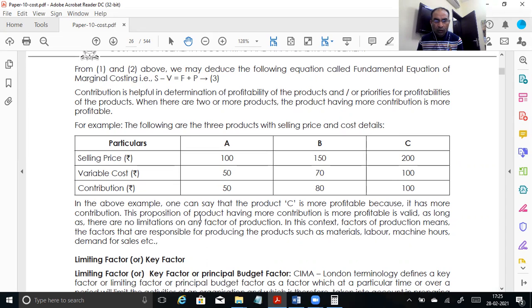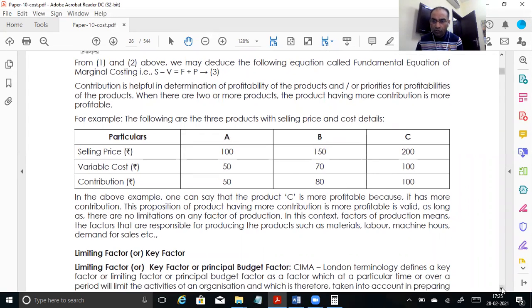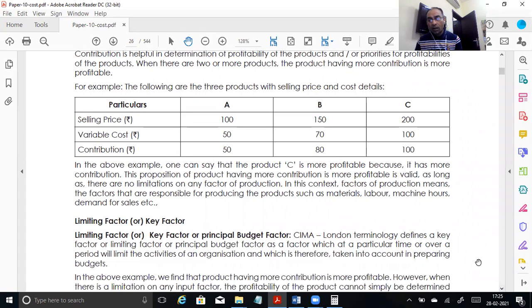This proposition that the product having more contribution is more profitable is valid as long as there is no limitation on any other factors of production. In this context, factors of production means the factors that are responsible for producing. So we'll see it further. Right now you just listen that the product which has more contribution is considered more profitable unless other things are stable.